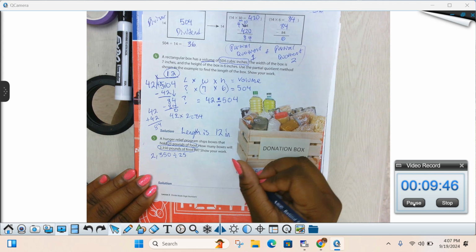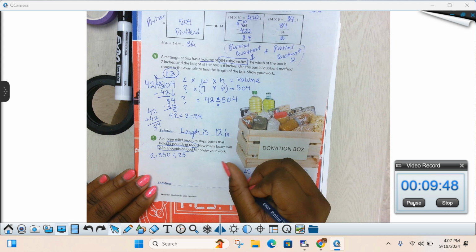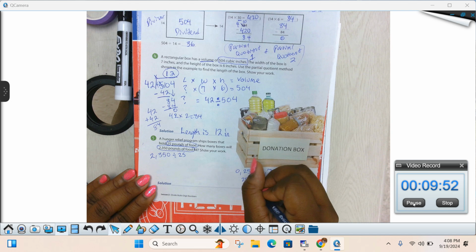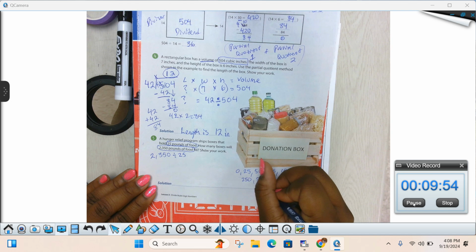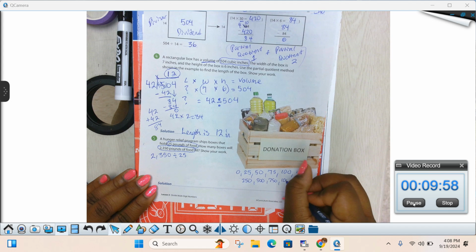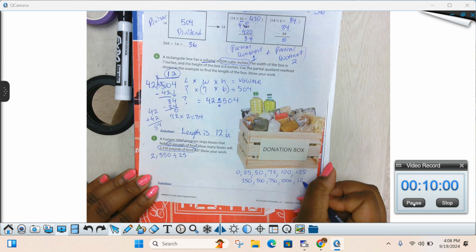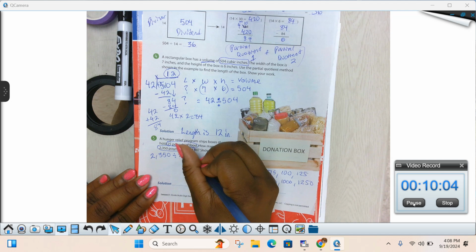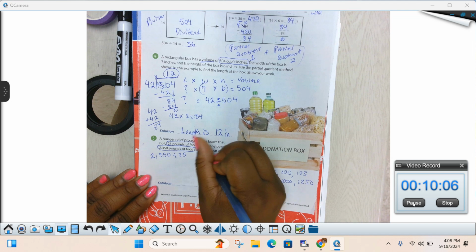And really, I could drop a 0 in. I multiply by 10, so this will now become 250, 500, 750, 1,000, 1,250. So let's go ahead and divide.